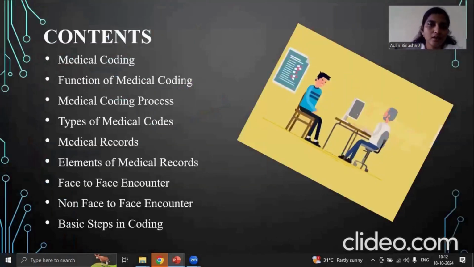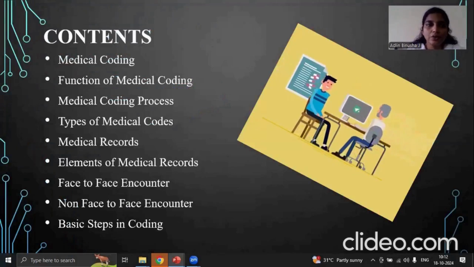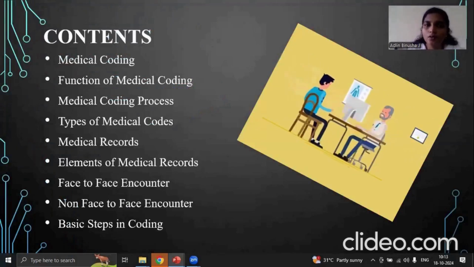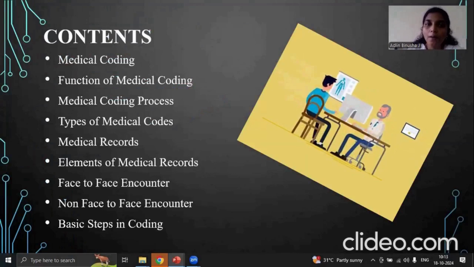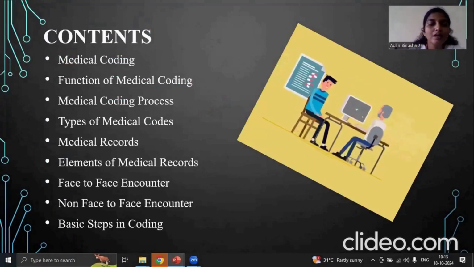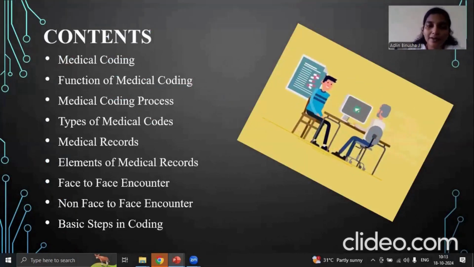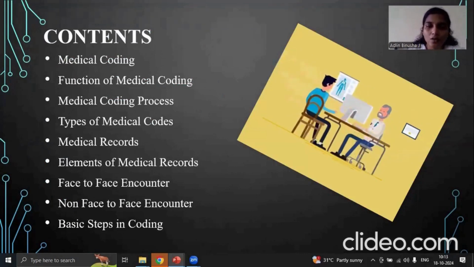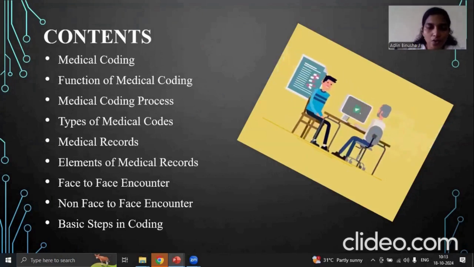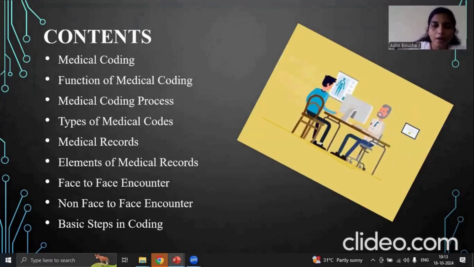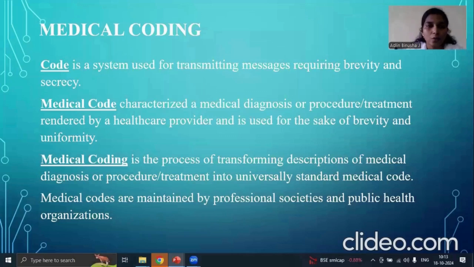These are the contents we are going to see today. First, what is medical coding? The function of the medical coding process, types of medical codes, medical records, elements of medical records, and two encounters, one face-to-face and another non-face-to-face. And what are the basic steps in medical coding? Okay. First, what is medical coding?